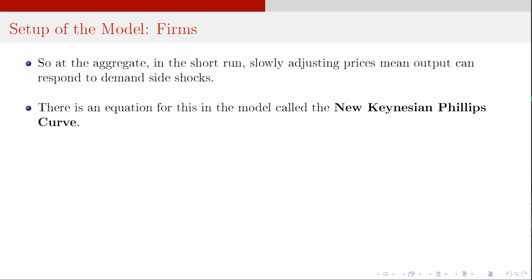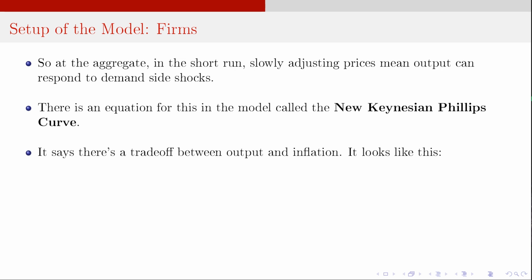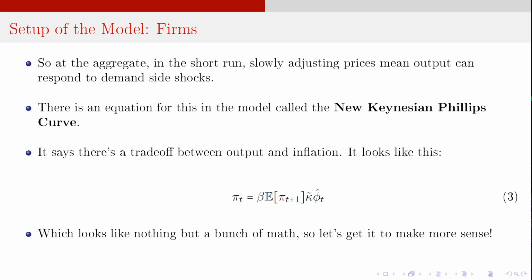And there's an equation for this in the model that's known as the new Keynesian Phillips curve. It says that there's a trade-off between output and inflation, and it looks like this. So you're probably like, wow, what the hell is that? It looks like it's just a bunch of math. So let's get it to make more sense so we can get some sort of intuitive economic reasoning, understanding, out of this.